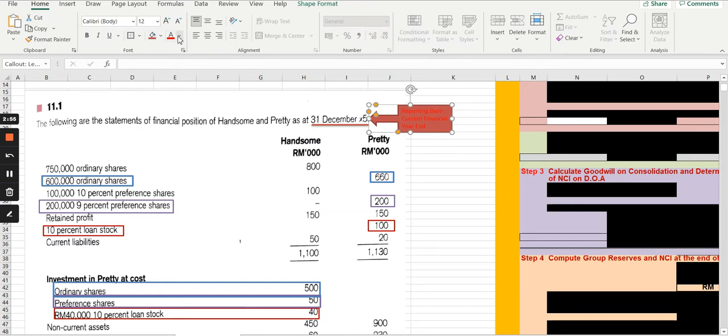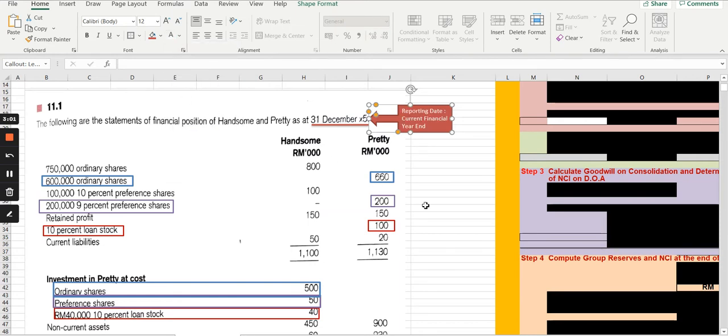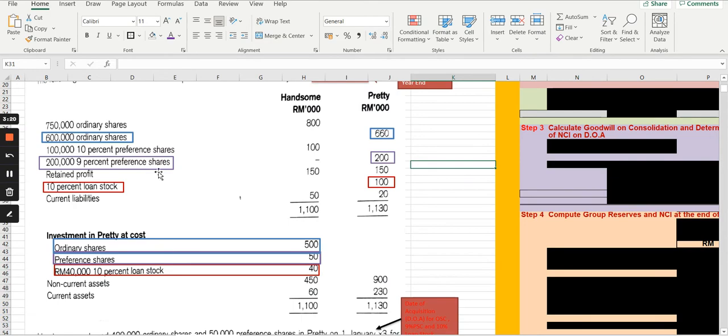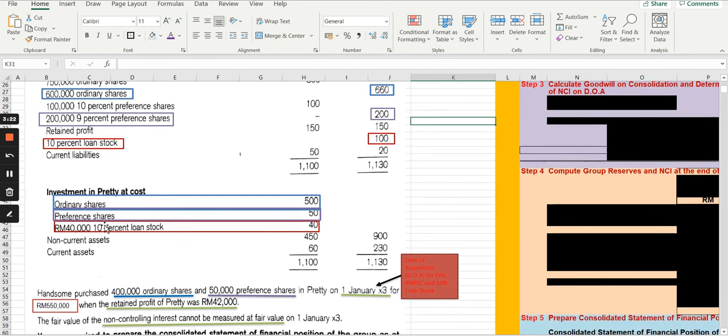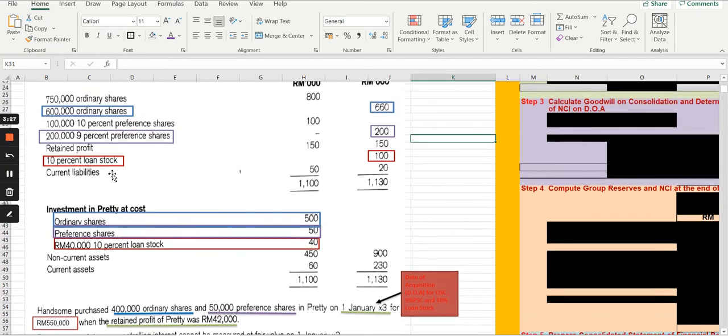31st of December year 5 is actually the reporting date of the company, which is the current financial year end. And here you have some information that I have already highlighted. There is the information on the equity and liabilities of both parent and subsidiary, right? You can see here. And there is important information regarding what was the acquisition being made by the parent.